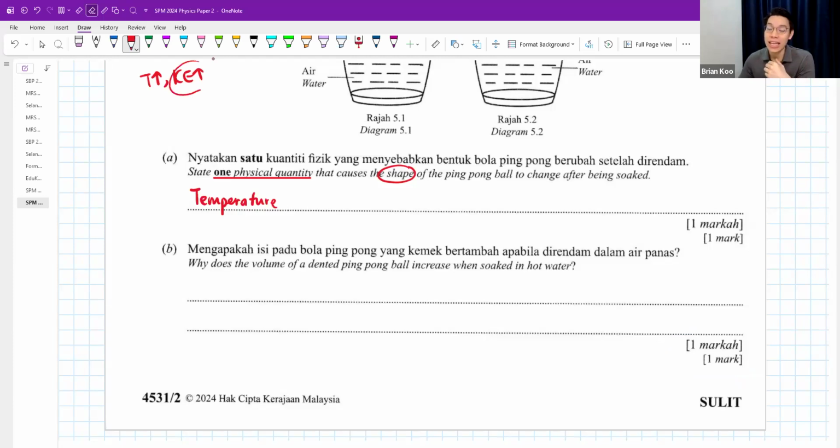Or other than kinetic energy increase, you can also say velocity increase. So kinetic energy increases, velocity increases, the molecules are moving faster, which means they are going to collide more, so the rate of collision increases. The rate of collision between molecules and the walls of the ping pong ball increases. So you collide more often. That is why the volume changes. Okay, so got a lot of answers.